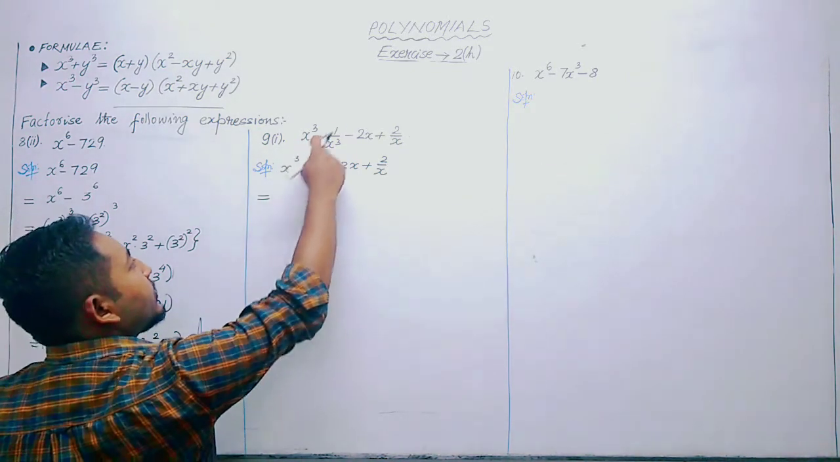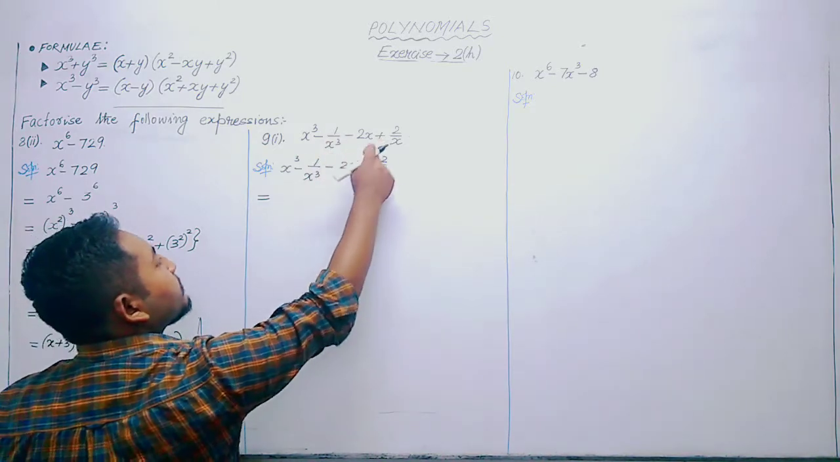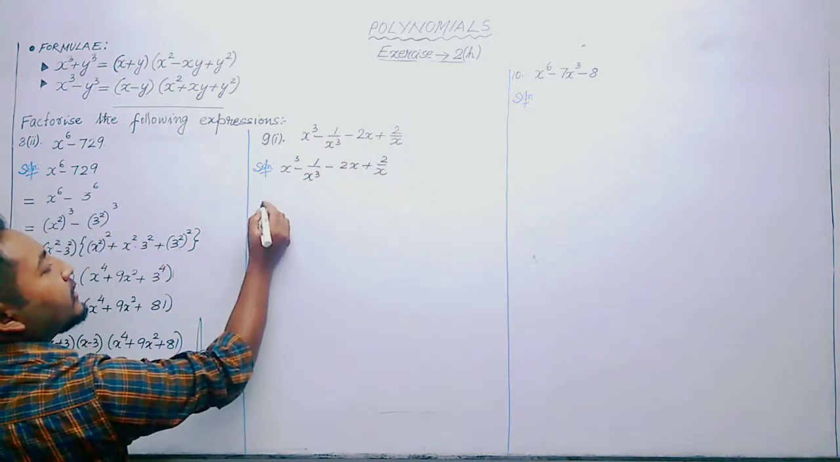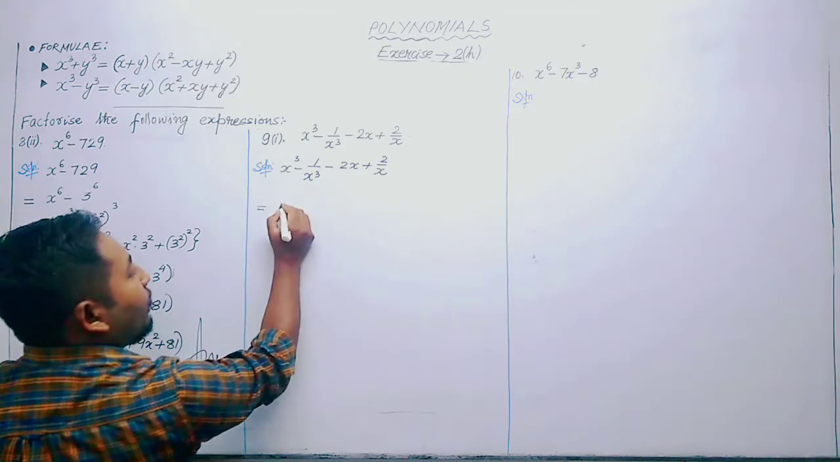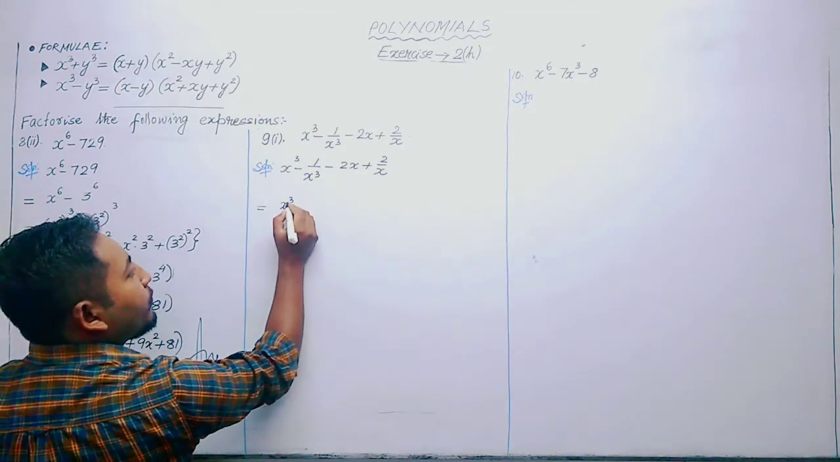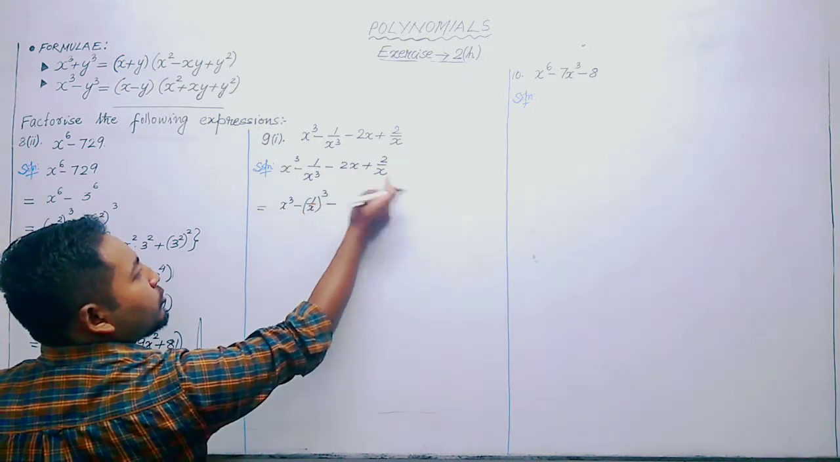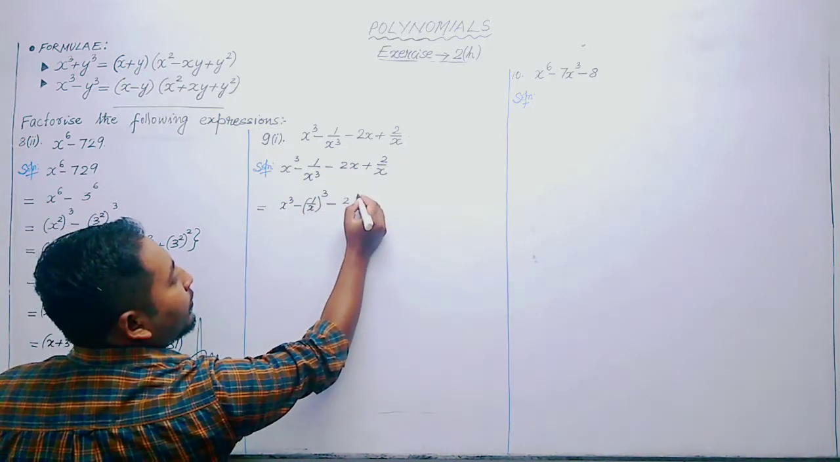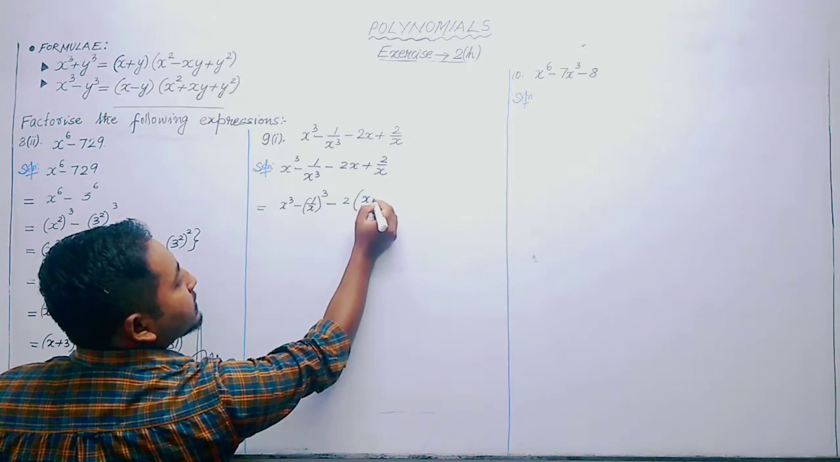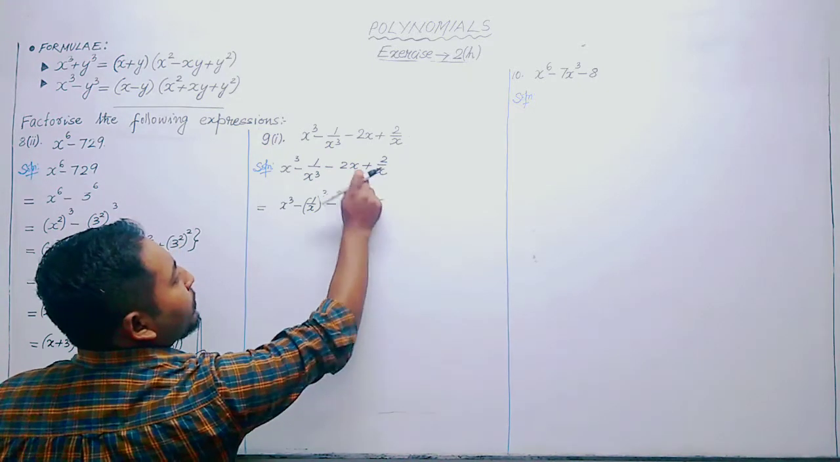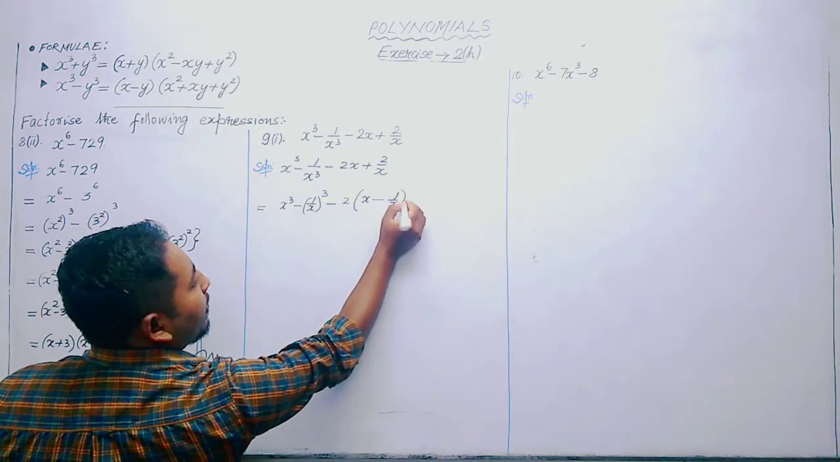Now question number 9, sub number 1, let us check. x cube minus 1 by x cube minus 2 times (x plus 2 by x)... x cube minus 1 by x cube minus 2x plus 2 by x. Now how can I write this one? I can write down (x minus 1 by x) whole cube. Now from these two terms I can take out 2 common. I will have x, and minus into minus will give you plus 1 by x.